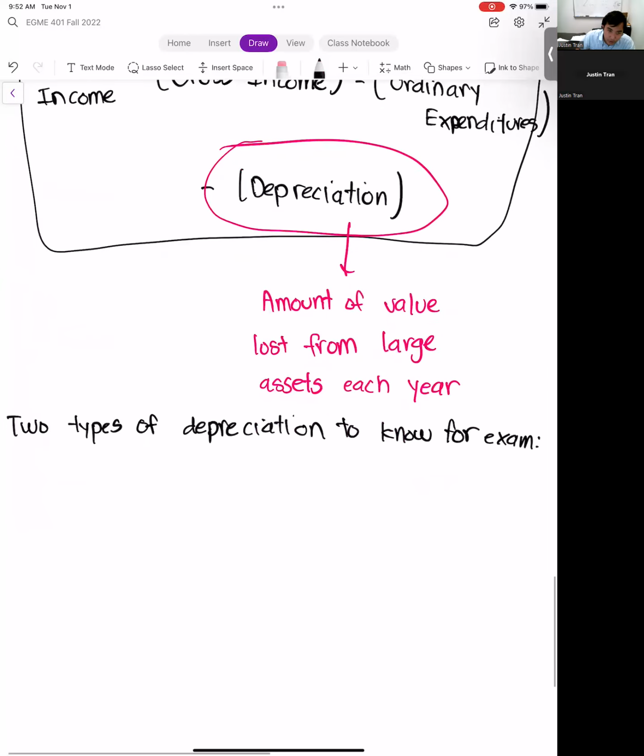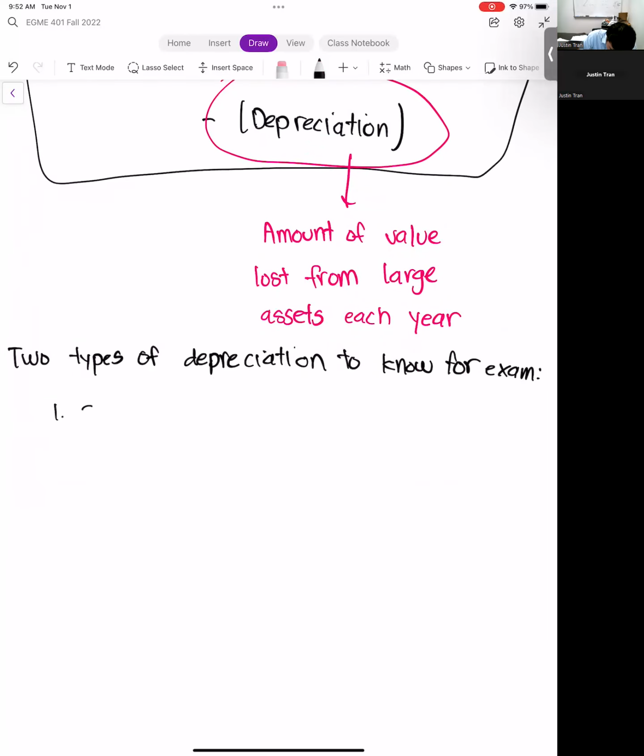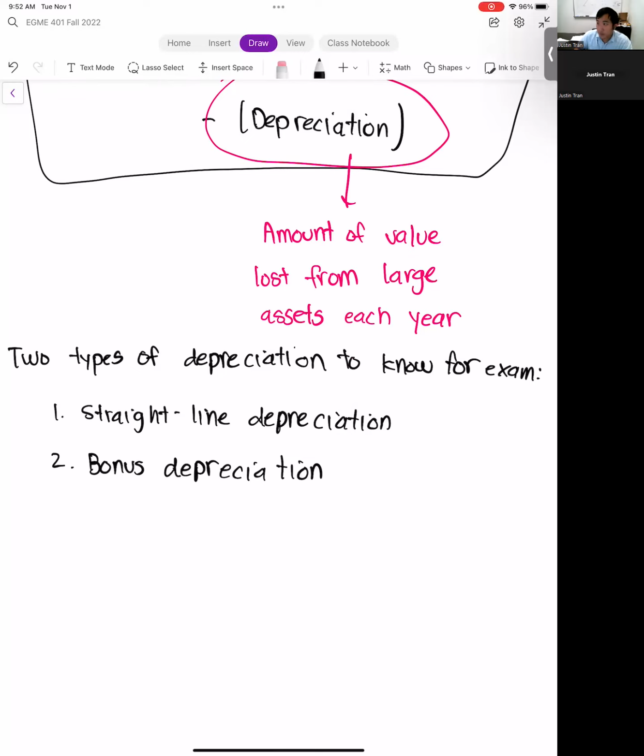There's straight line depreciation, and then there's bonus depreciation. These are the two main types of depreciation that you're going to be responsible for on the exam.